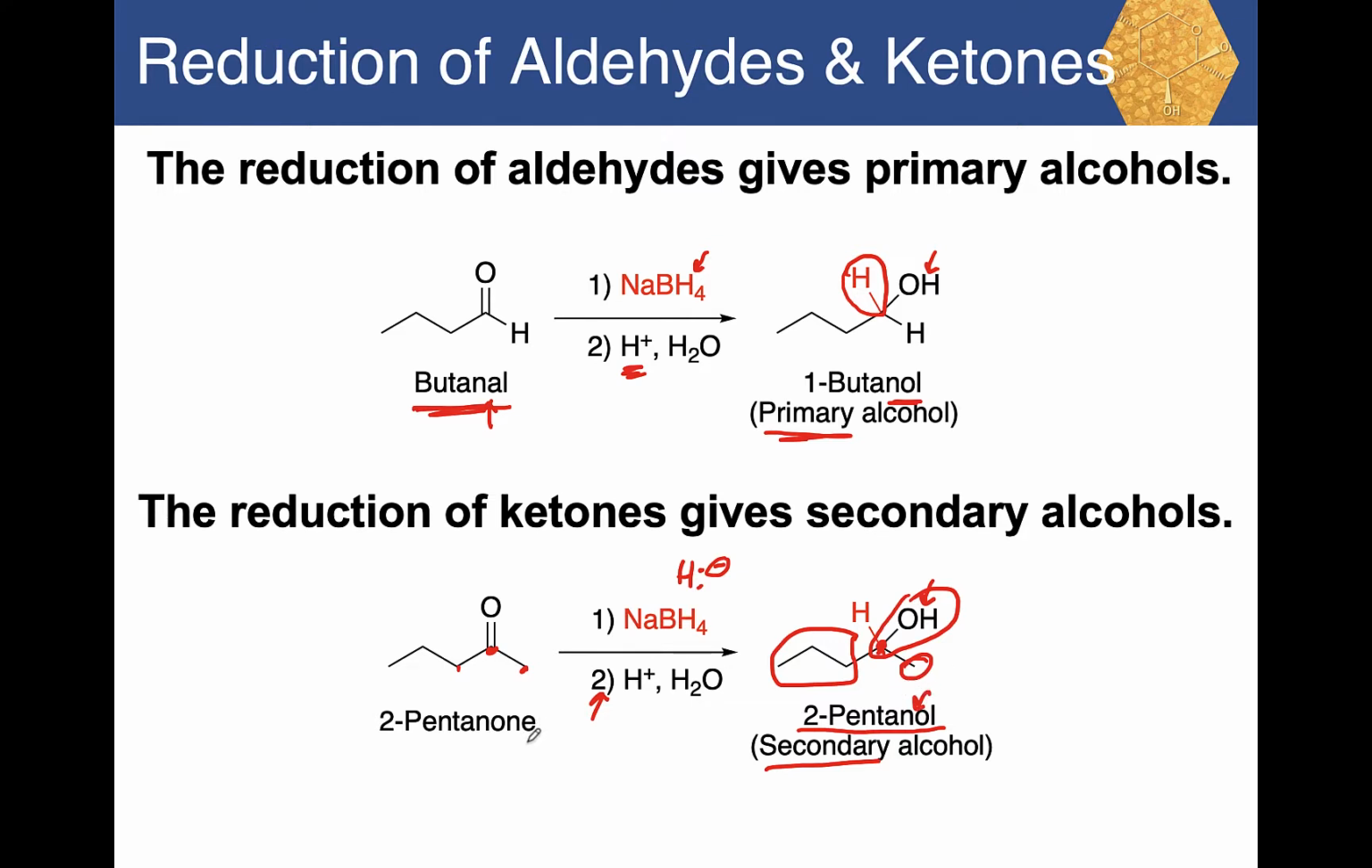So again, you should be able to predict the product of the reaction of an aldehyde with sodium borohydride followed by hydrolysis. You should be able to predict the product or the structure of that alcohol. If you have a ketone, you should be able to predict the structure of the alcohol, in this case a secondary alcohol, after the reaction with a good reducing agent.